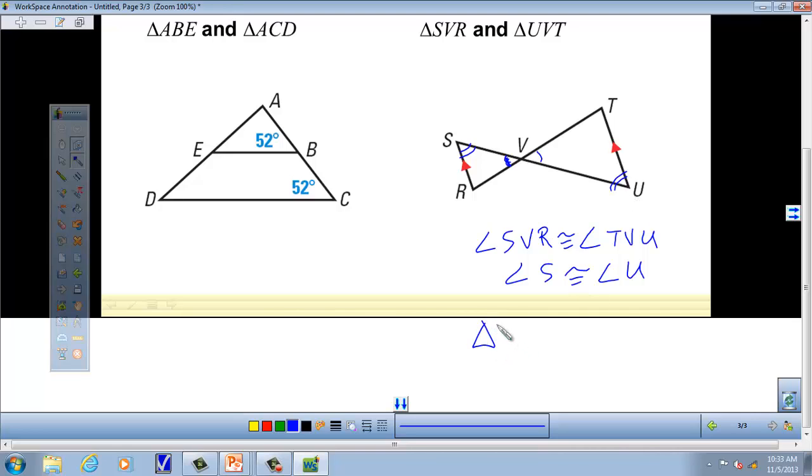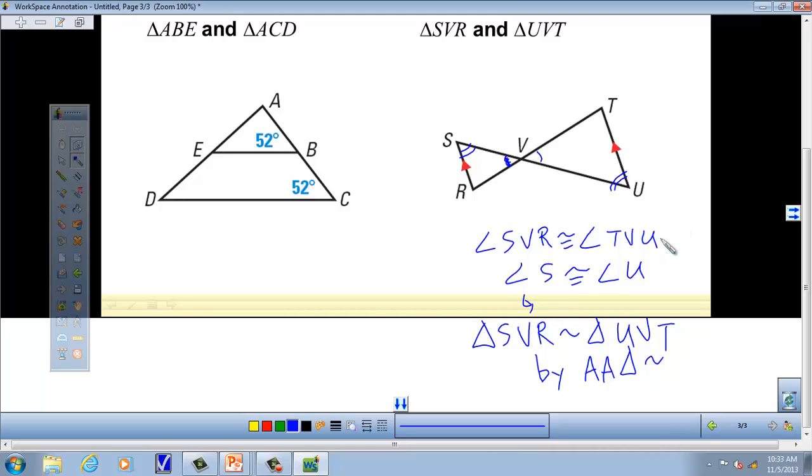So triangle SVR is similar to triangle, let's see, if we say SVR, we have to say UVT, because the S and the U match up. And again, this would be by angle, triangle, similarity.